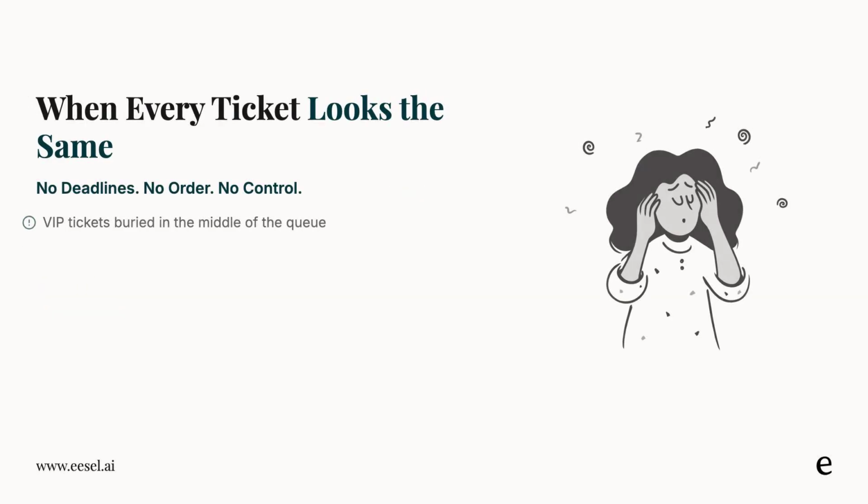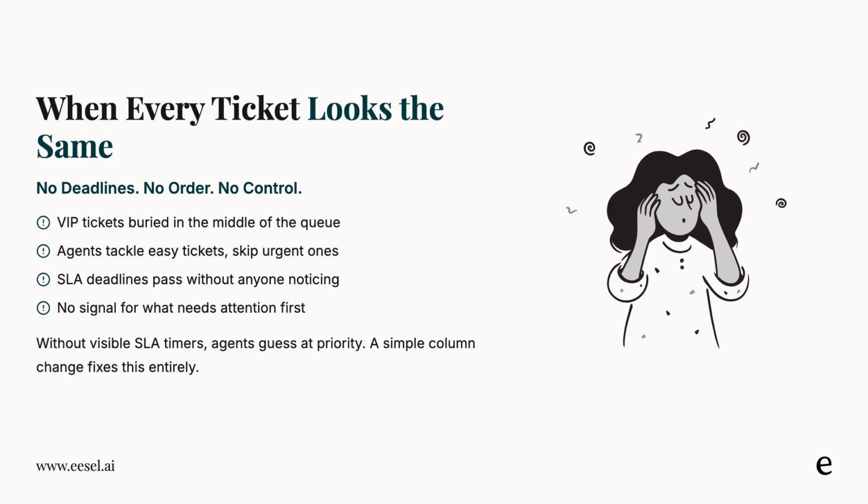When every ticket in your queue looks identical, agents naturally tackle the easiest ones, not the most urgent. VIP tickets get buried, SLA deadlines pass silently, and nobody gets a warning until the breach has already happened. A single column added to your view fixes all of this.